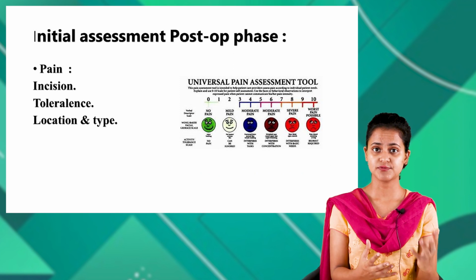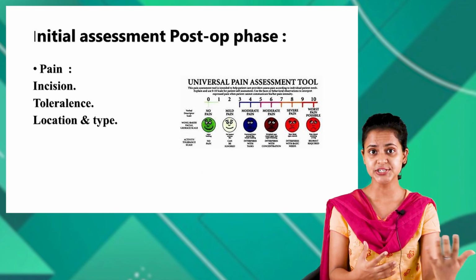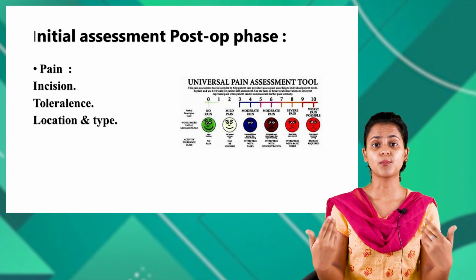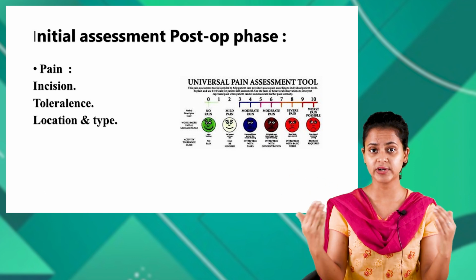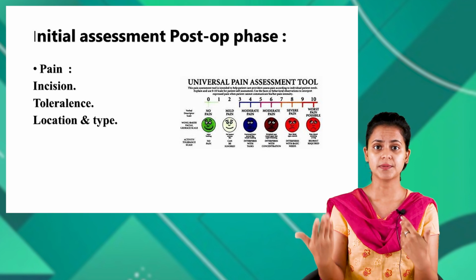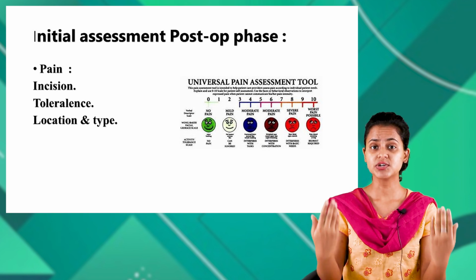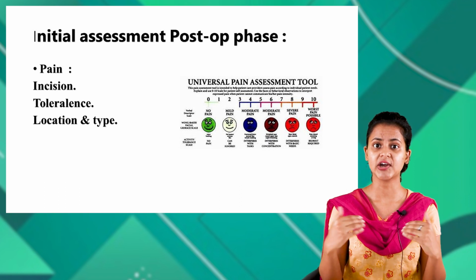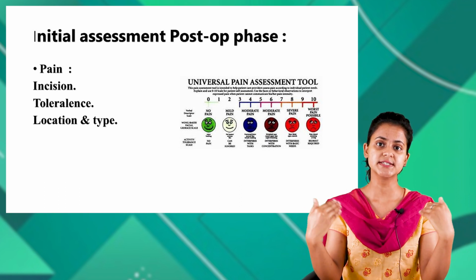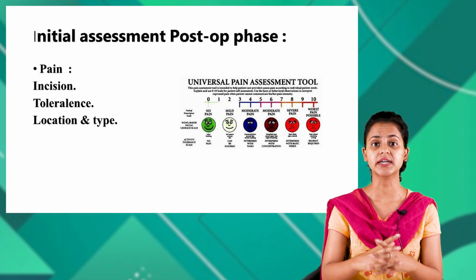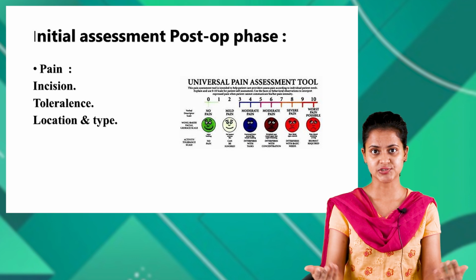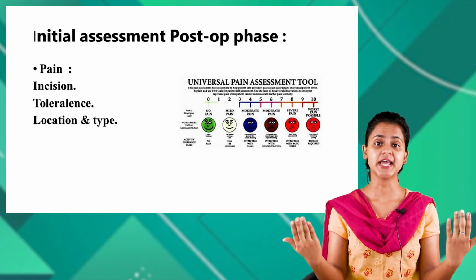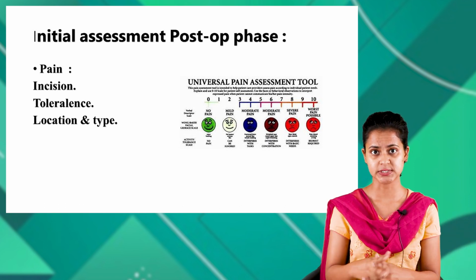Next, we are going to see the assessment that will be done for pain. At the incisional area, where the surgical incision is made, the pain would be more. The person should be asked to rate the pain on the visual analog scale, as well as the type and pattern of pain they're having. Also, we will assess the client's tolerance of the pain. Depending on that, a nurse or a physician may prescribe certain analgesics to manage the pain in the post-operative phase. The location and type of pain should definitely be noted in detail.